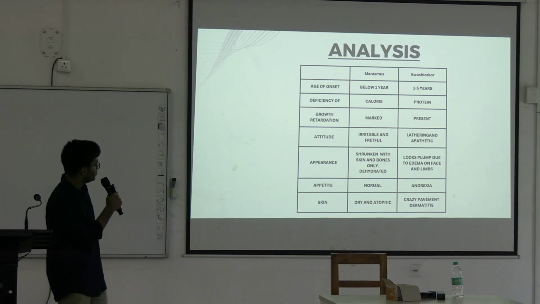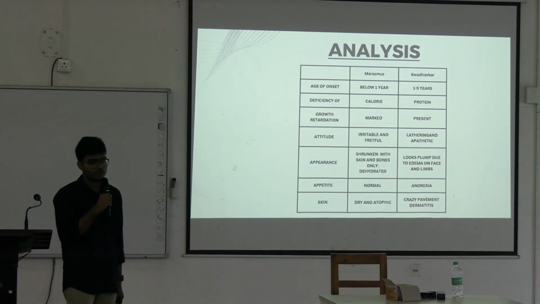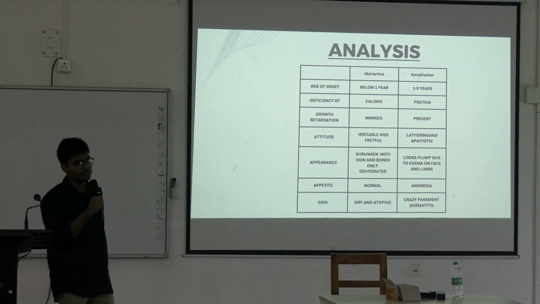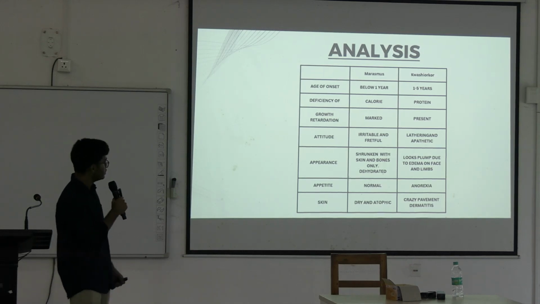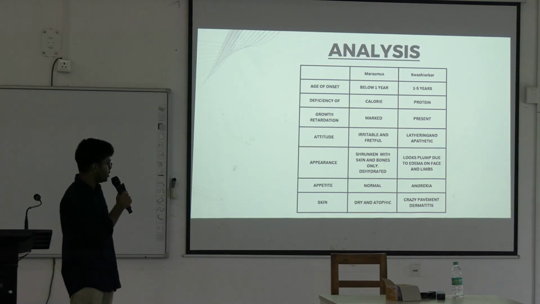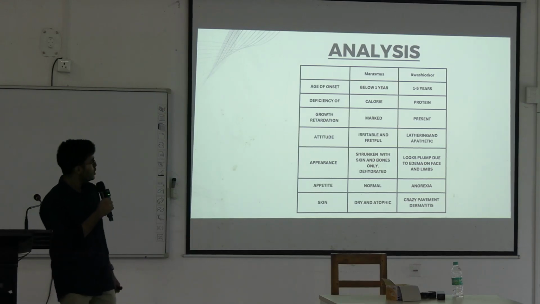Appearance in marasmus is sunken, with skin and bone only, and dehydrated. In kwashiorkor the child looks plump due to edema on the face and limbs. Appetite in marasmus is normal, but in kwashiorkor there is anorexia, that is loss of appetite. Skin in marasmus is dry and atrophic. In kwashiorkor there is pigmentation and dermatitis.